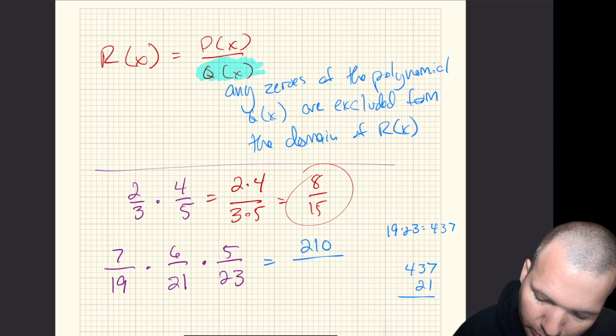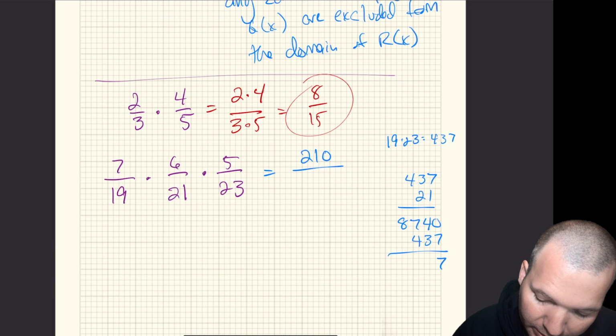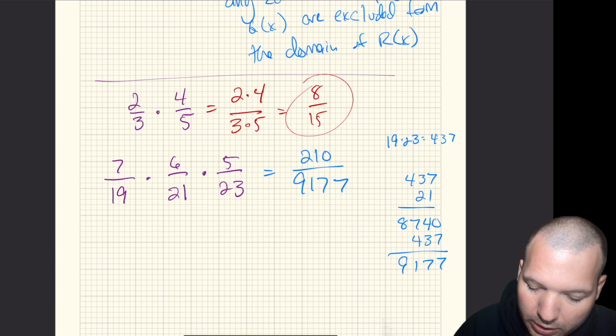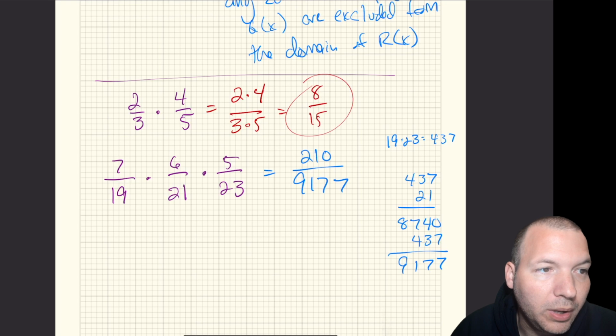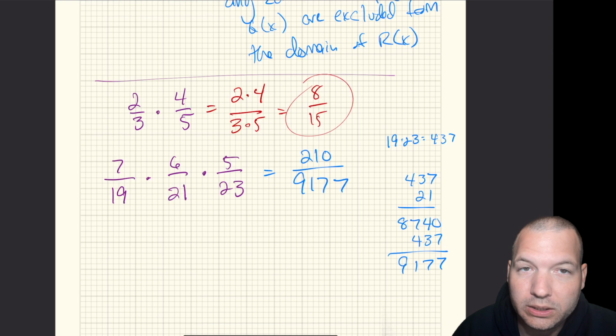437 times 21 is going to be 800, 740, plus another 437. Why am I doing this by hand? I could just get the calculator out. 9,177. But those are some numbers that we definitely don't want to have to simplify at this point.